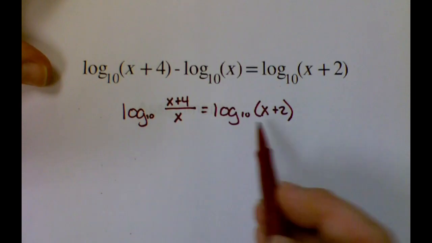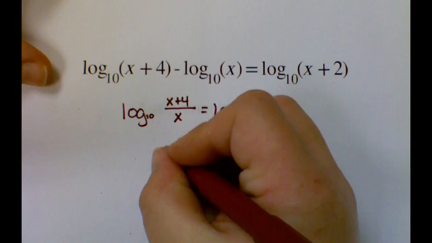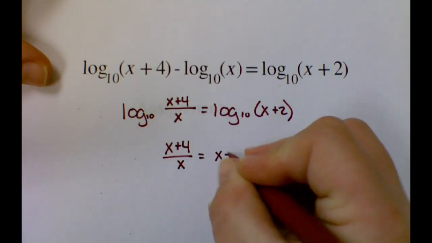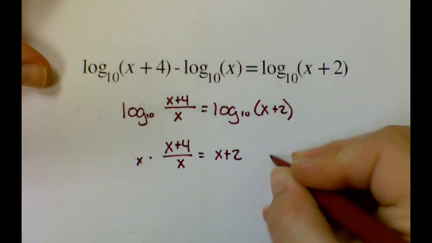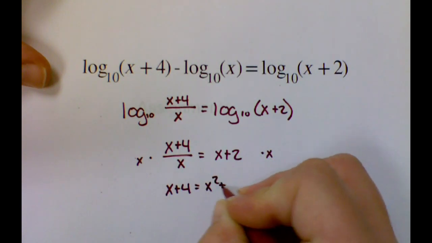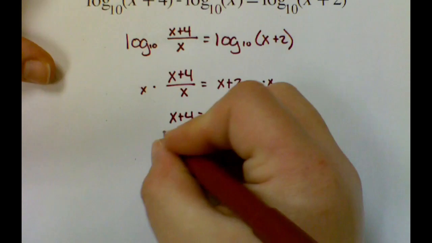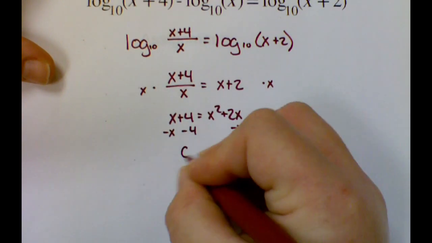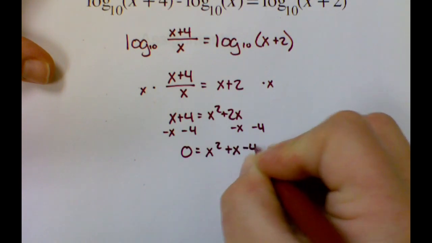Now if I have a log equals a log, and they have the same base, I can just drop the logs and set the insides equal. So x plus 4 over x equals x plus 2. Now I'm going to solve this. I'm going to multiply an x by both sides. I get x plus 4 equals x squared plus 2x. And then I have a quadratic going on, so I need to get it equal to 0. So I'll subtract an x from both sides and a 4 from both sides, giving me 0 equals x squared plus x minus 4.